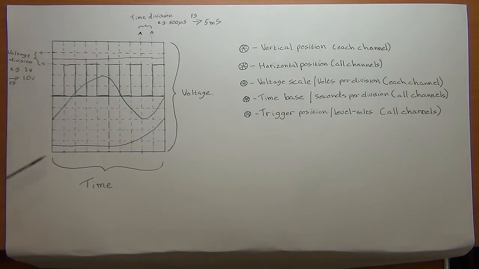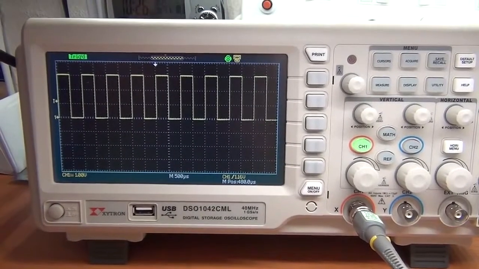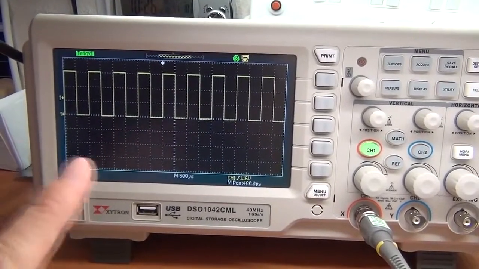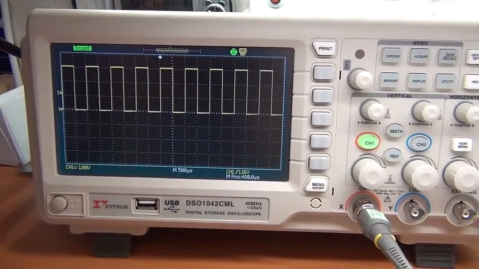So that's just something to understand, is that your y-axis or your vertical axis is the signal level in a voltage level, and your x-axis is your time. Okay, so let's quickly show you what that looks like on an actual oscilloscope itself with a signal.